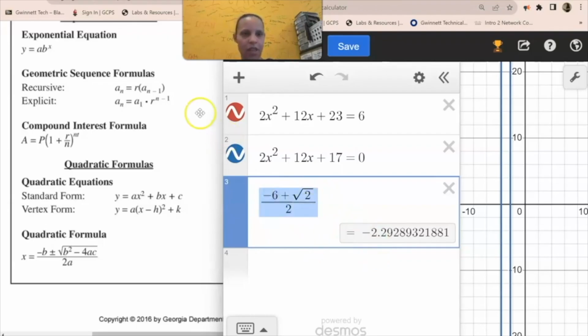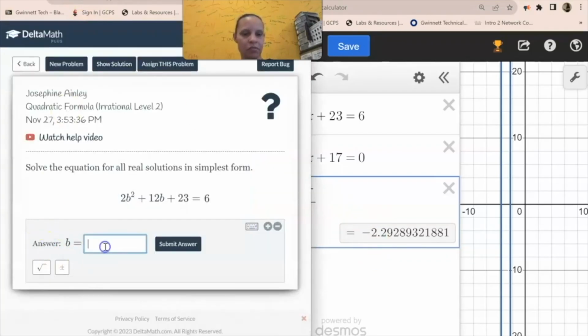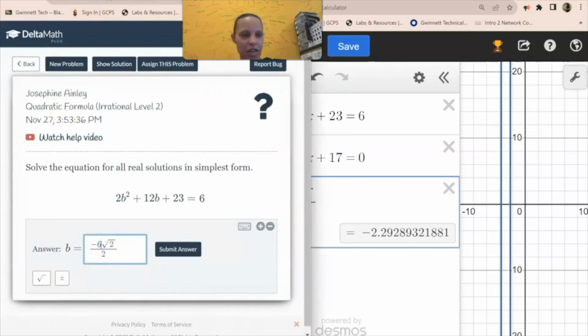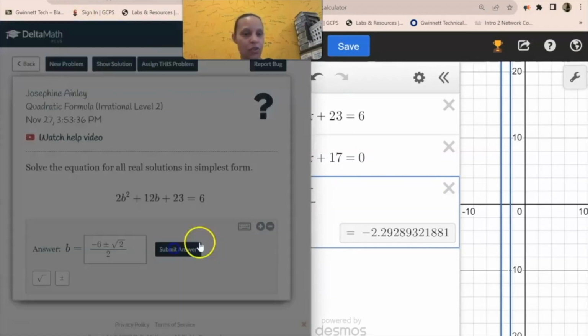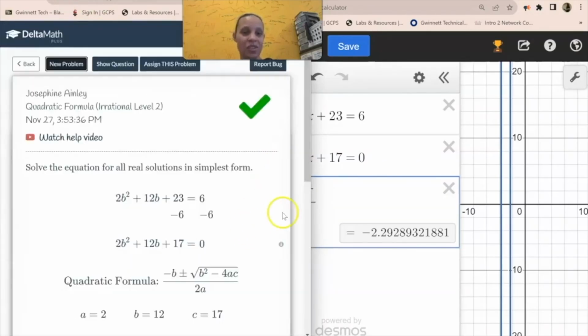So I'm going to copy that, and then I'm going to paste it with a plus and minus. So change that to a plus and minus because that's what the original question had. So that's how you simplify.